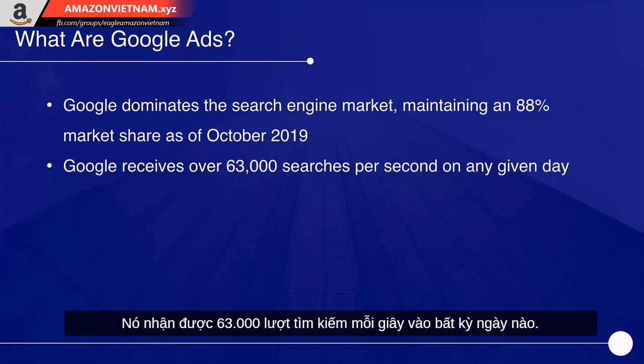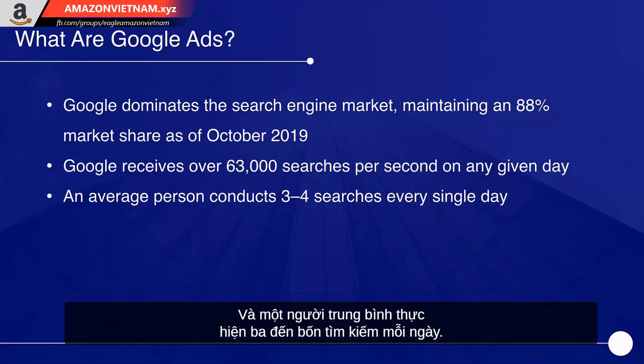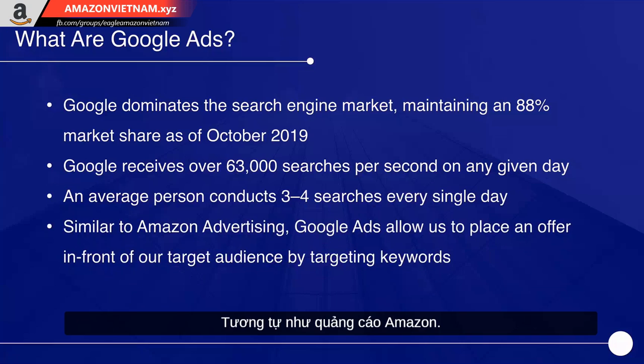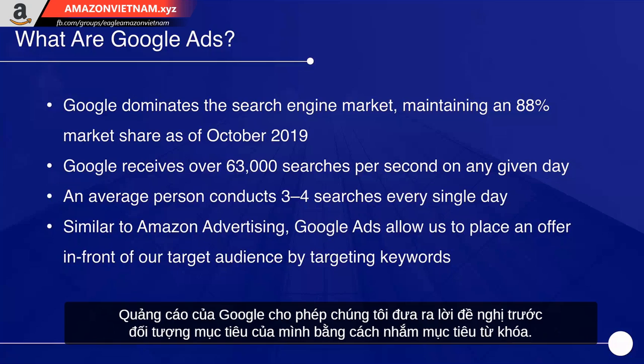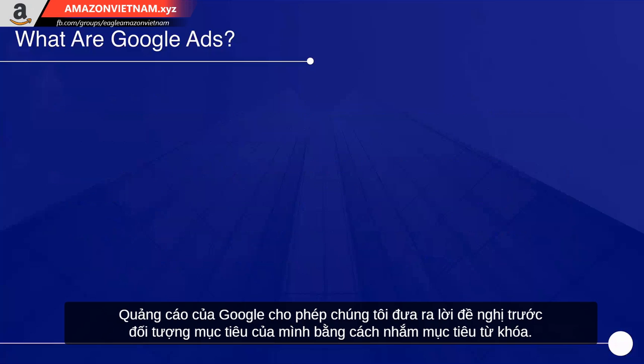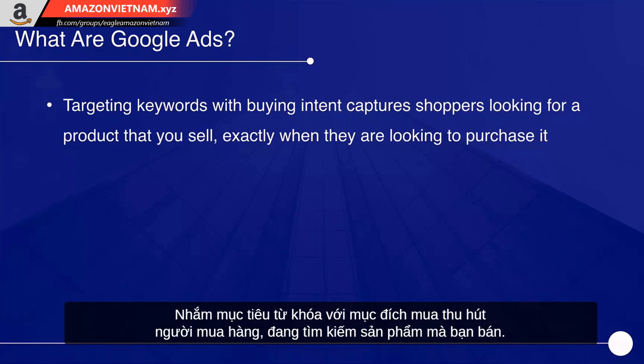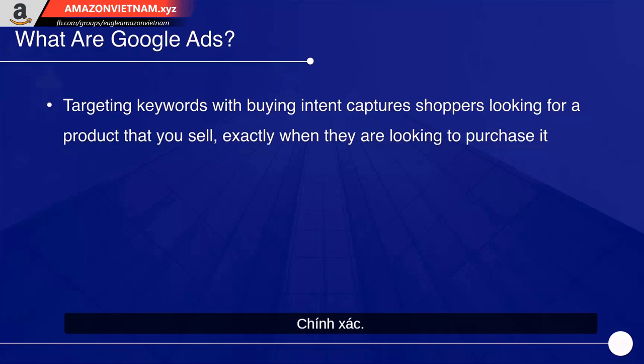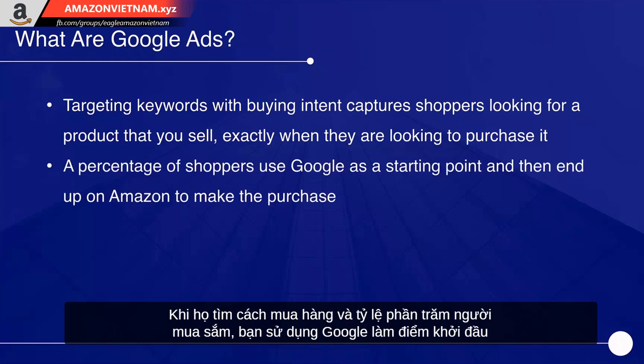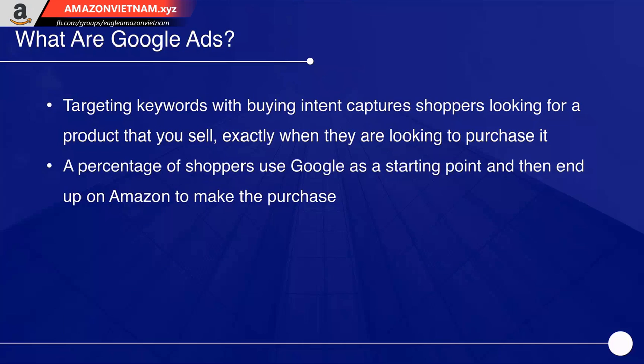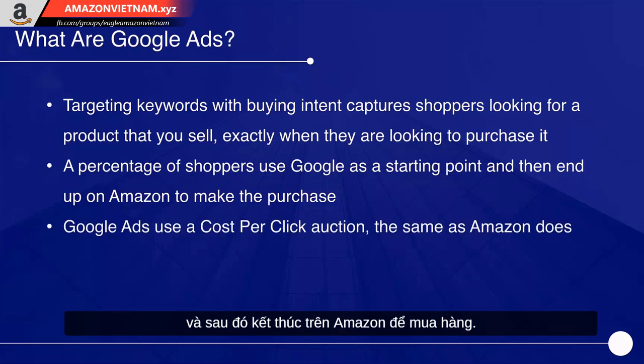Google dominates the search engine market, maintaining an 88% market share as of October 2019. It receives 63,000 searches per second on any given day, and an average person conducts 3 to 4 searches every single day. Similar to Amazon advertising, Google Ads allow us to place an offer in front of our target audience by targeting keywords. Targeting keywords with buying intent captures shoppers looking for a product that you sell exactly when they're looking to purchase it. And a percentage of shoppers use Google as a starting point and then end up on Amazon to make the purchase.